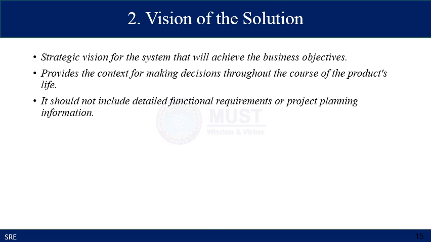The vision of the solution is a strategic statement for the system that will achieve the business objectives specified in the first section. It provides the context for making decisions throughout the course of the product lifecycle, and it should not include detailed functional requirements or project planning information. It should include the general outcome or the business objective that you want to achieve by building the product.